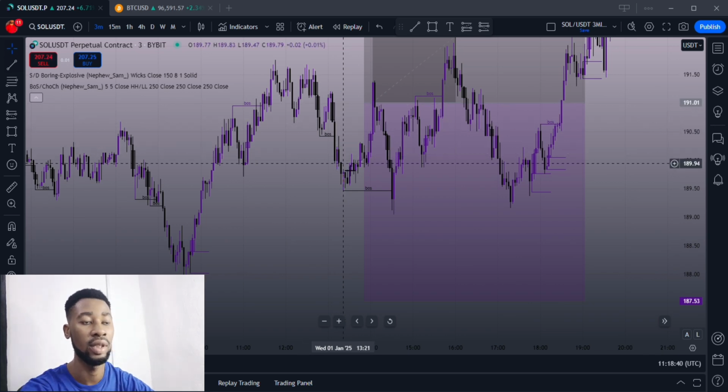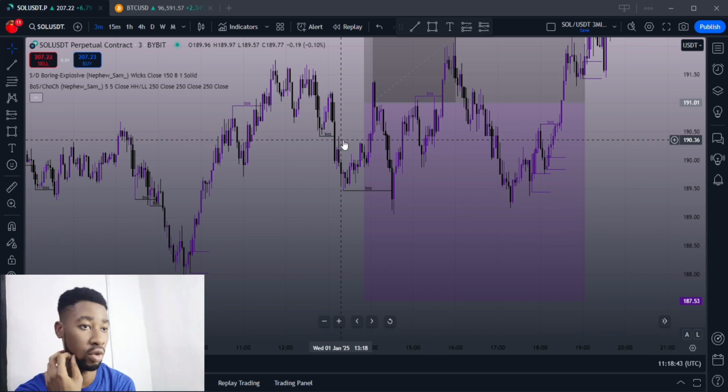I mean, you can literally see that the push is very, very strong, and it broke structure.